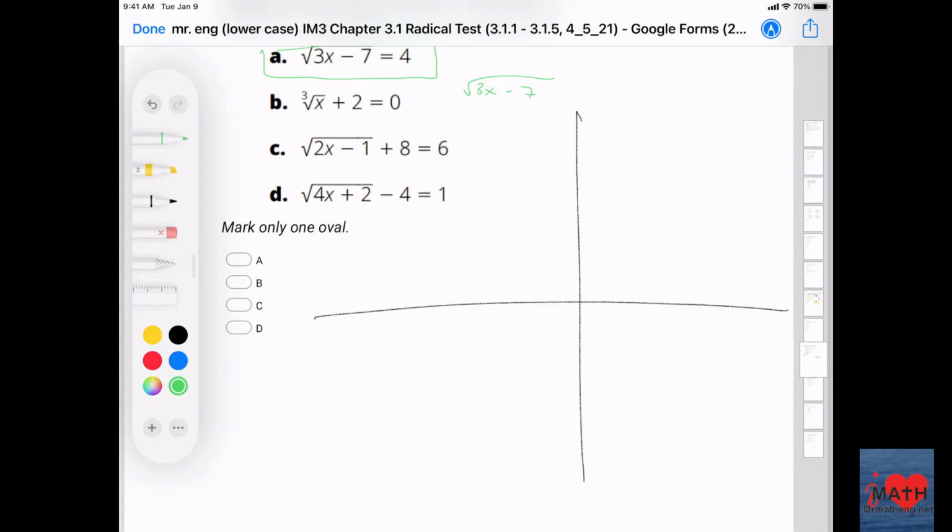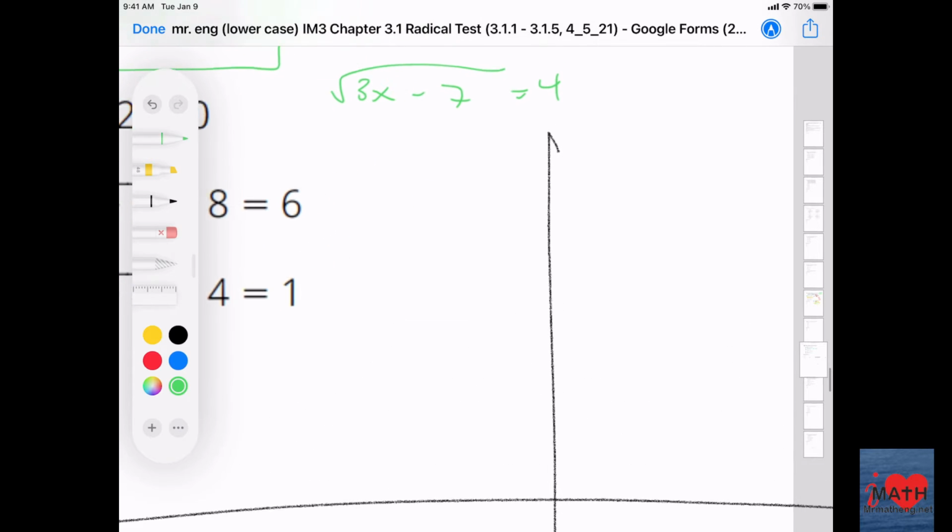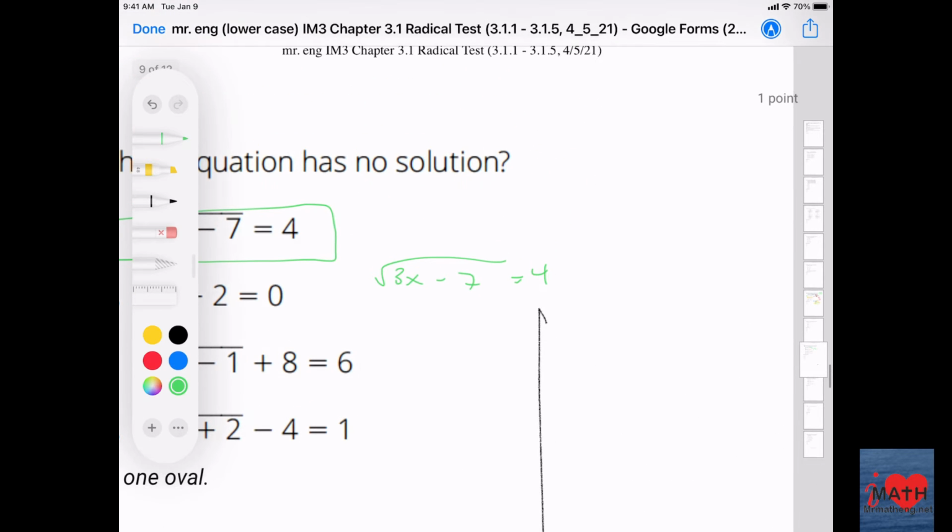3x minus 7 equals 4. Remember, this is already isolated, so again, I'm going to use PEMDAS. You go this way to simplify, but you go up, which we want to solve. So let's go ahead and solve this. This is already isolated, which basically means the radical sign has nothing in front of it, and pay attention to anything behind it, like a plus, that's not in the radical sign.